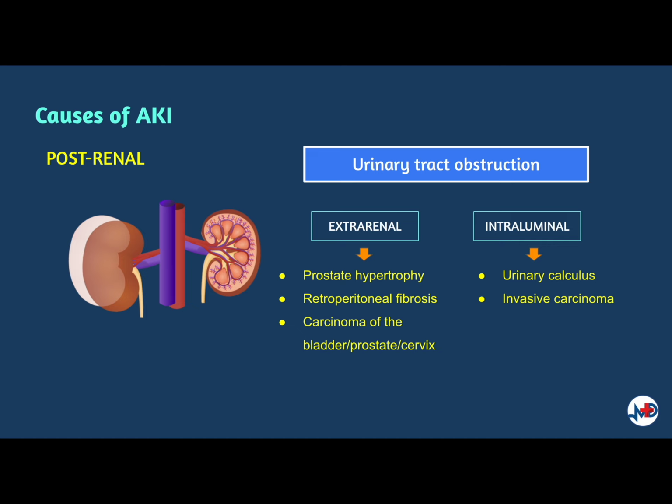Extrarenal obstruction causes include any extrarenal structures or organs which, either due to fibrosis or hyperplasia, cause direct compression onto the urinary outflow tract that drains the urine out. Examples are prostate hypertrophy, retroperitoneal fibrosis, and carcinoma of the bladder, prostate, or cervix. Whereas intraluminal obstruction happens due to the narrowing of the tract lumen, commonly caused by urinary calculus, invasive carcinoma, or even urinary tract strictures.